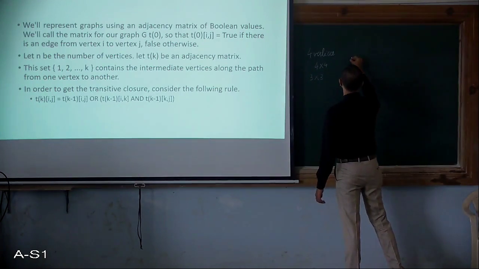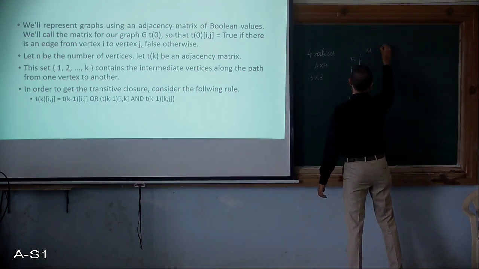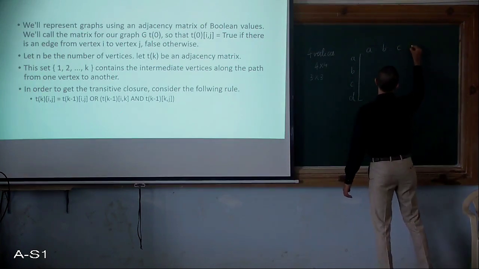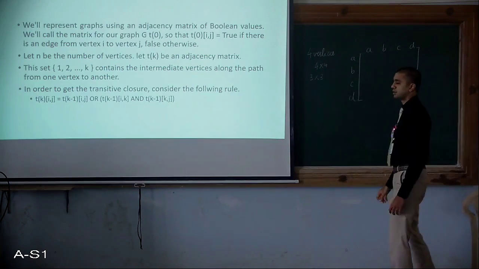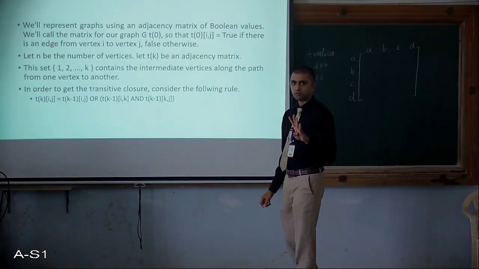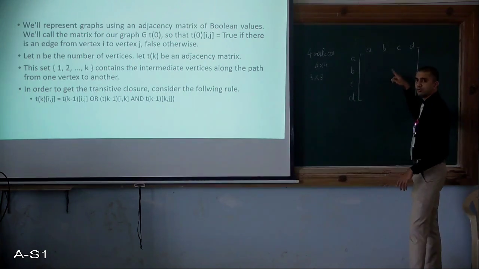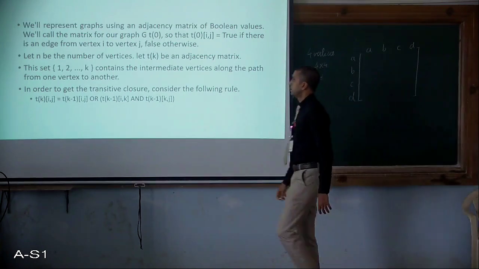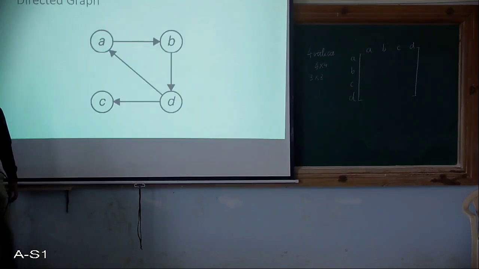Say for example, I have a 4 by 4 matrix. This is a 4 by 4 matrix because my graph contains 4 vertices. So since I have 4 vertices, I'm going to have 4 rows and 4 columns. Let's see how to build that adjacency matrix.